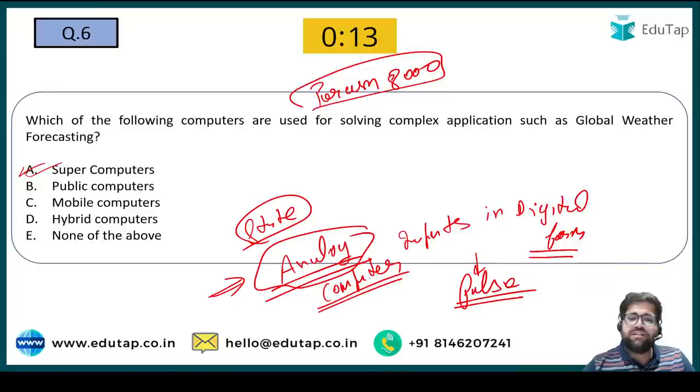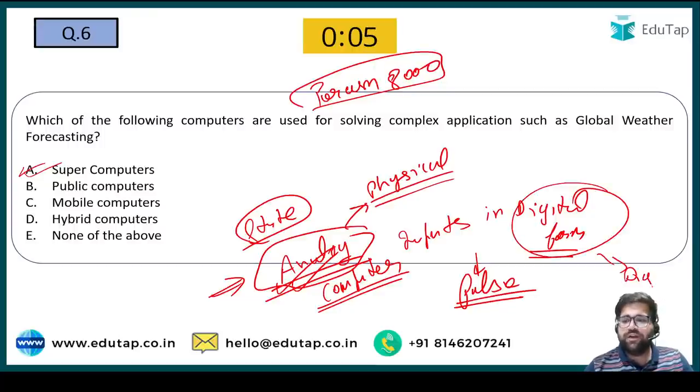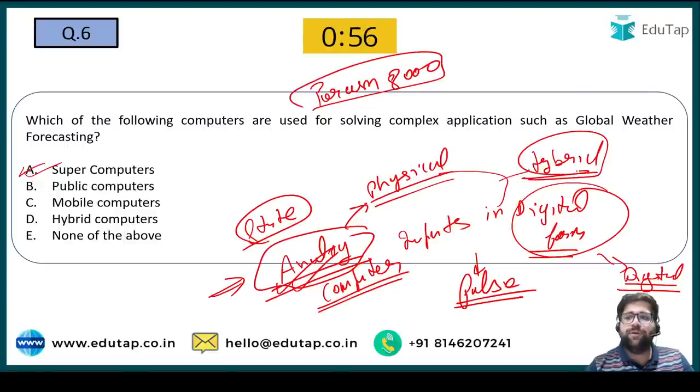Why? Because an analog computer will only accept data in physical formats. They do not know anything about digital formats. For digital formats, we have digital computers, for example, our personal computer, microcomputers, and so on. At the end of the day, you should also remember there is one hybrid computer. A hybrid computer is that particular computer which accepts data in physical as well as digital form. I hope these three computers are very clear to you.